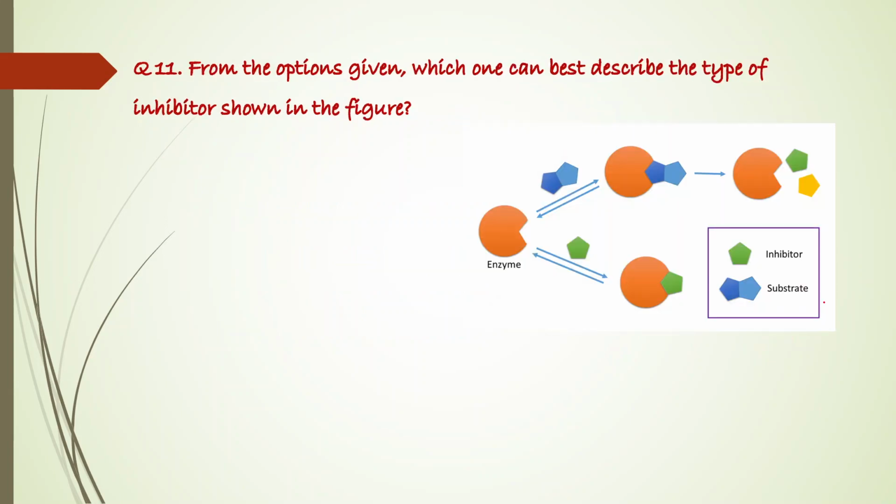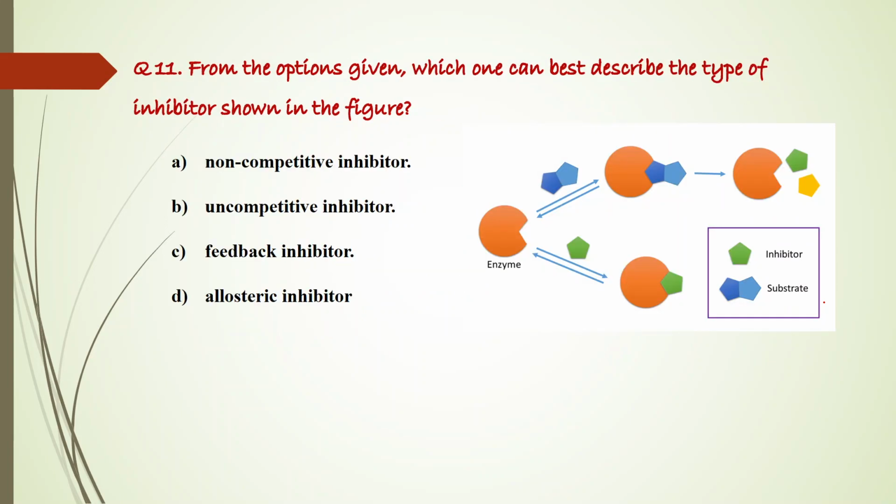Okay, fine. This is a very interesting question. I will give you all some time to decide this. And please do write the answer to this particular question in the chat box. It states, from the options given, which one can best describe the type of inhibition or inhibitor shown in the figure? There are 4 options. This is your diagram shown on the right.